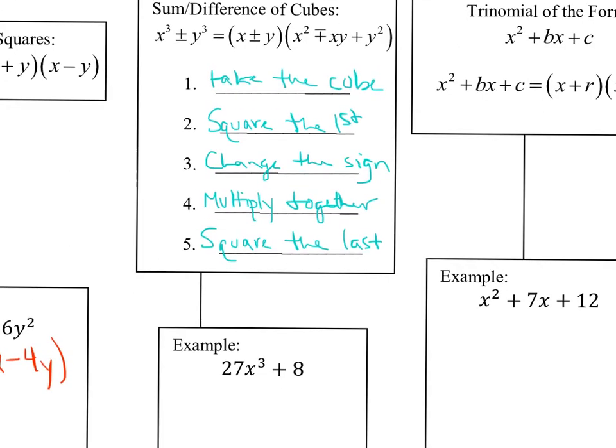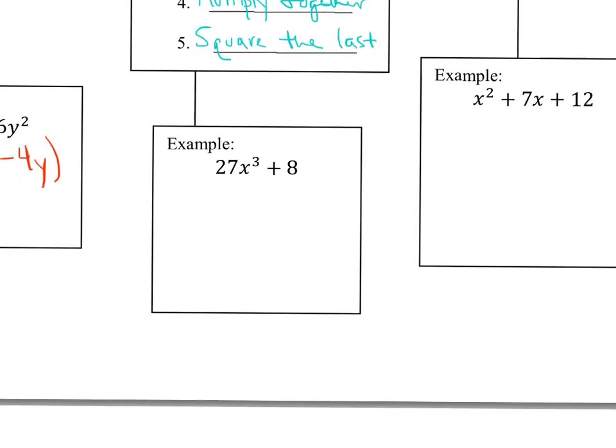So let's go ahead and look at an example. So notice I have 2 terms. I have addition and it doesn't matter, but 27 and 8 are both perfect cubes. So the first step, I'm going to take the cube root. So if I take the cube root of 27, I get 3. The cube root of x cubed is x, plus cube root of 8 is going to be 2. Then I'm going to start my new parentheses.